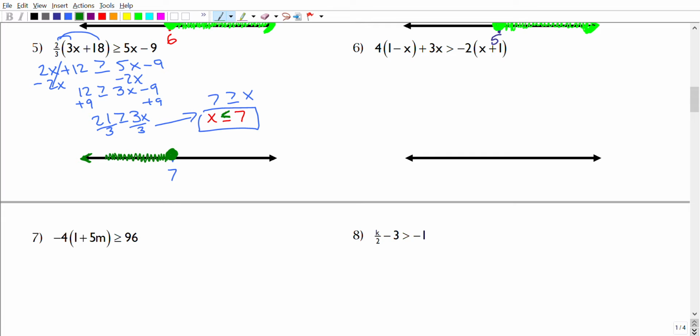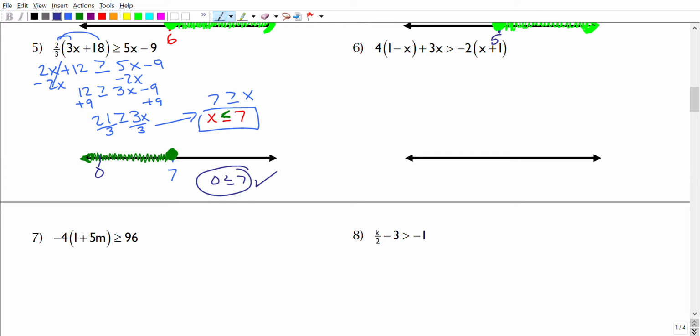And again, guys, remember, if that doesn't quite convince you just yet, I would say go ahead and substitute in a value there. So what are some values that are less than 7? Well, what about 0? 0 is somewhere over here, right? So is it true that 0 is less than or equal to 7? Yes, it is. That's true. So we know we shaded to the correct side.